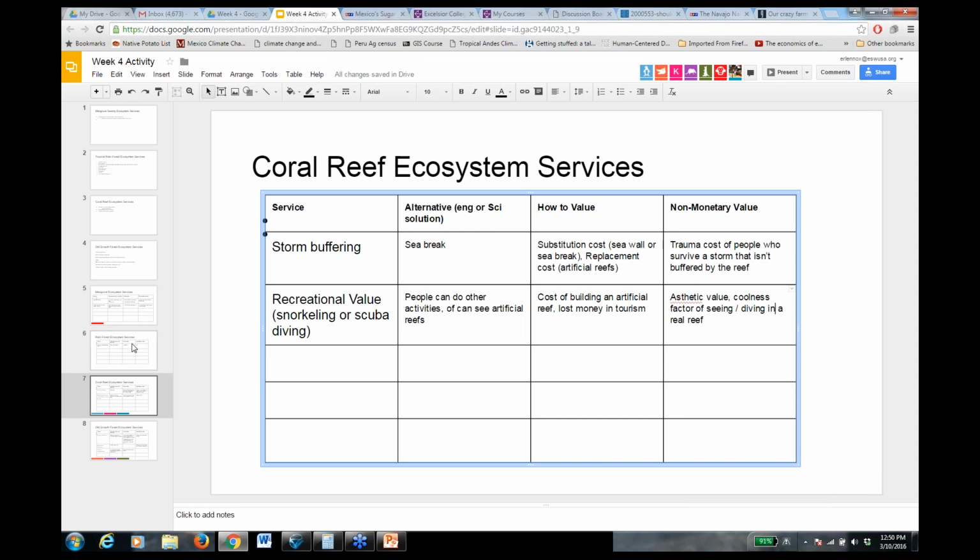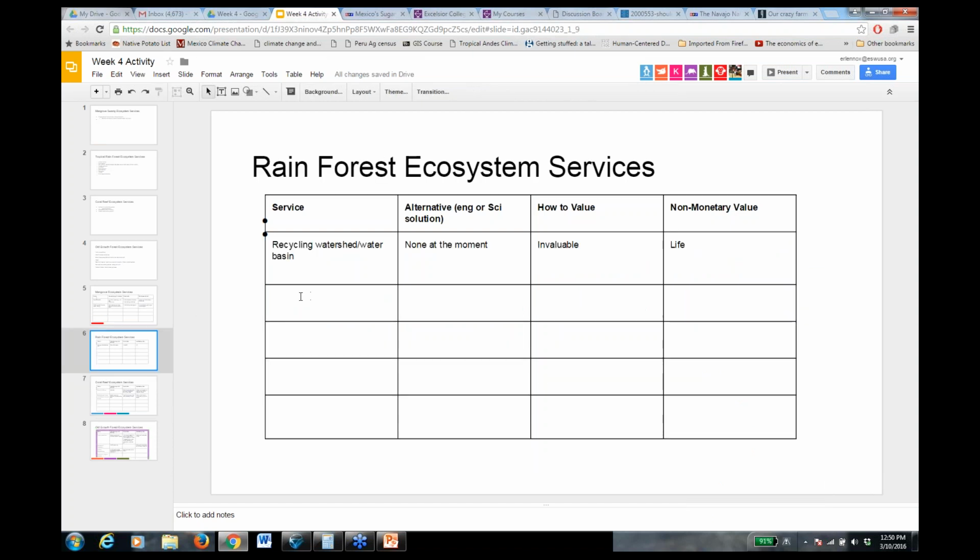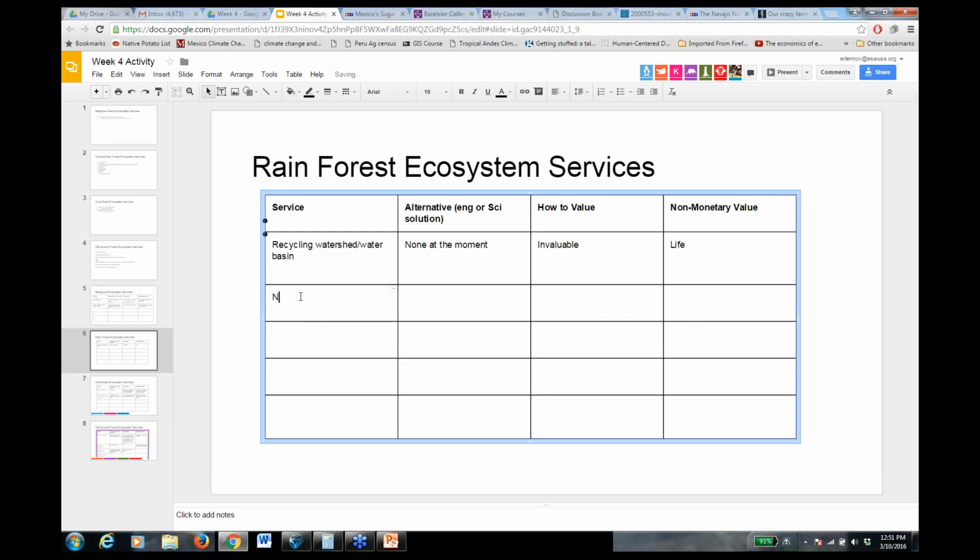I'm trying to think of what else we had before. The microclimate stuff is very important. Obviously, the carbon sequestration is particularly important, and other kinds of filtration. Yeah, these are all very good examples.